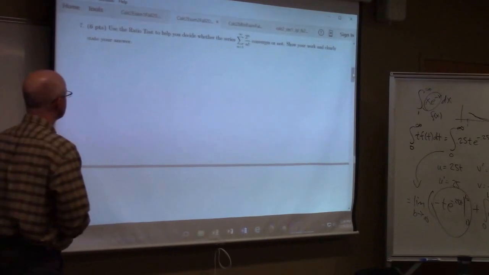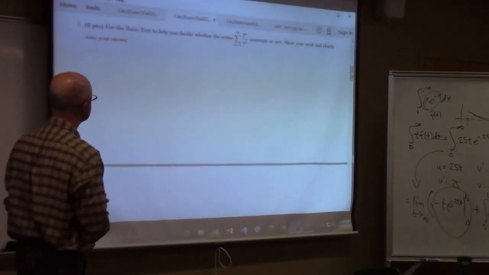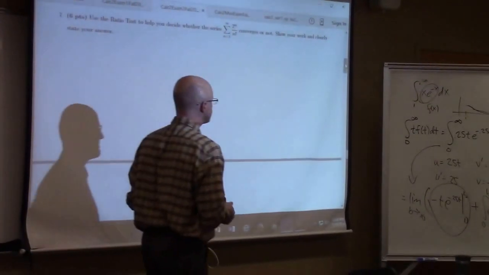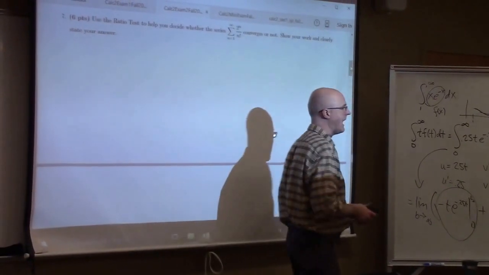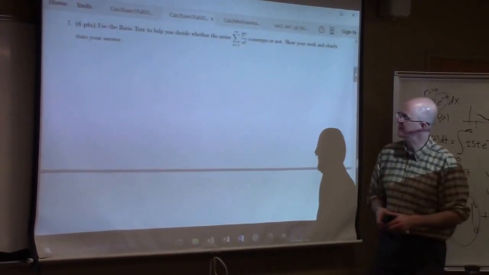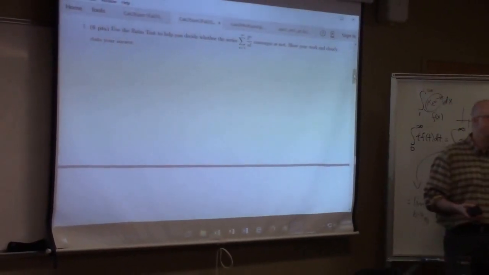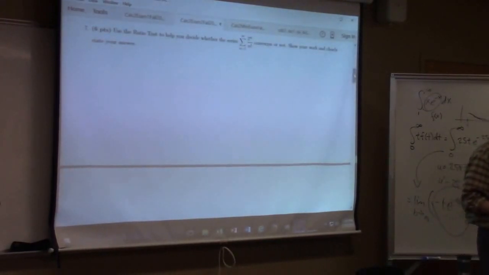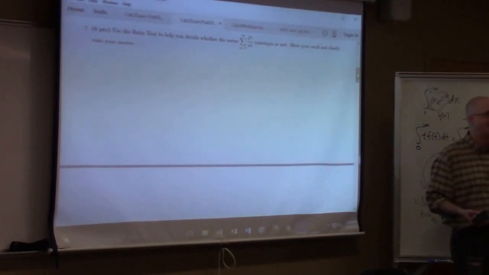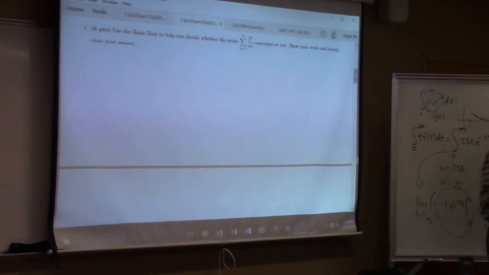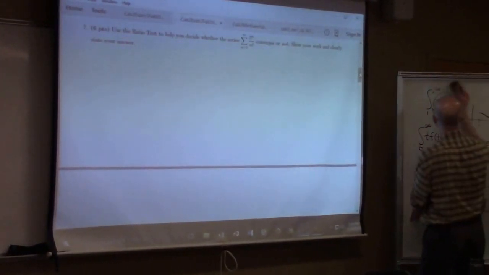This problem is about using the ratio test to decide about the convergence of this series. The convergence or divergence of this series is not obvious to most people who are just learning the subject. You know, 2 to the n grows very fast as n grows, and so does n factorial. I'm taking the ratio of these things. Which one wins out? Does this series converge or not?